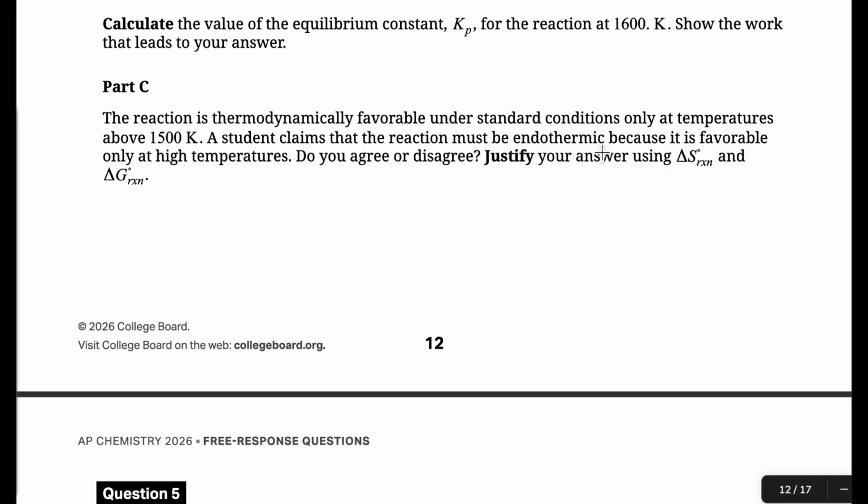Part C says the reaction is thermodynamically favorable under standard conditions only at temperatures above 1500. A student claims that the reaction must be endothermic because it is favorable only at high temperatures. Do you agree or disagree? So for this, you're going to need to utilize an explanation with this equation.